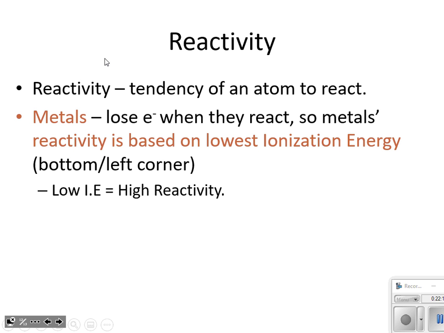So the most reactive element is going to be francium. The most reactive metal is going to be francium, right? So you should have all your arrows pointing to francium. Now, didn't it make sense when we watched that video over the alkali metals?